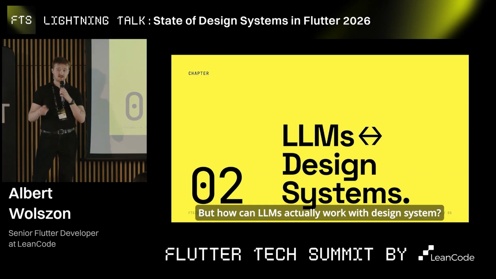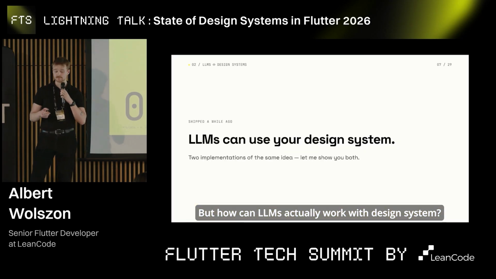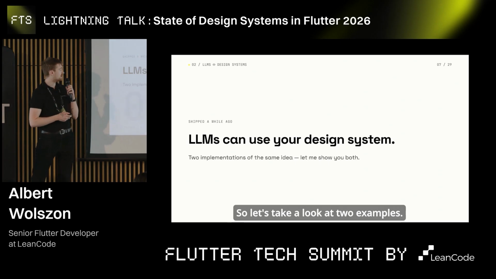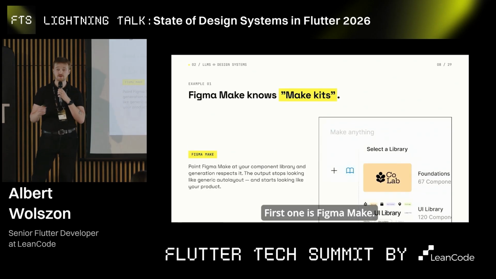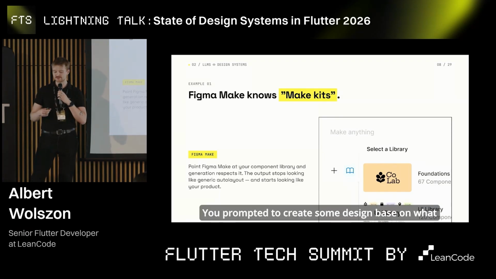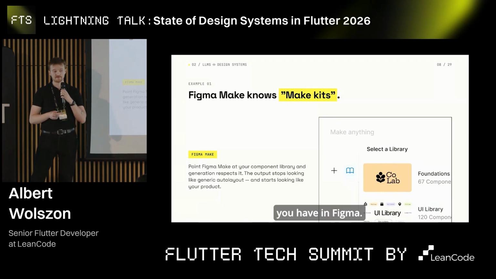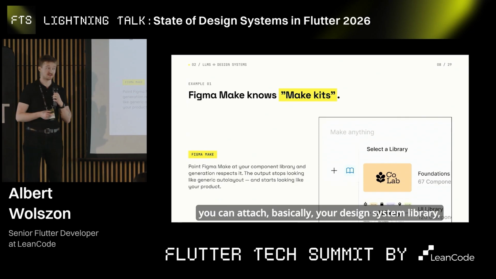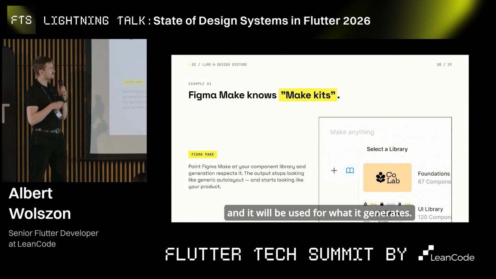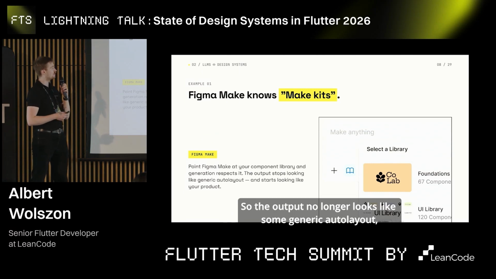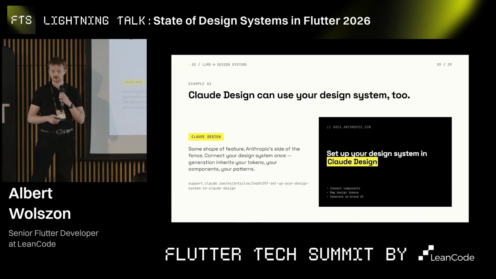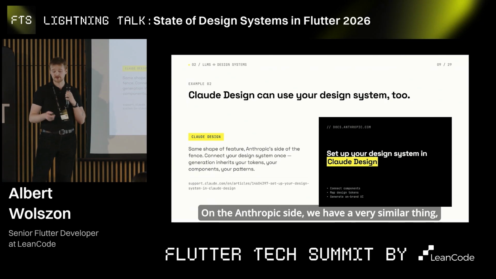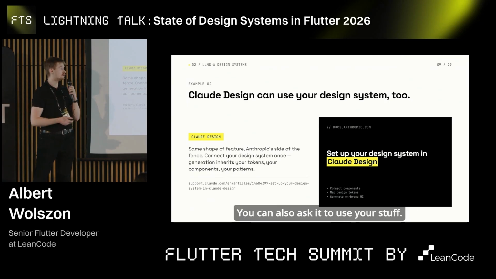But how can LLMs actually work with a design system? Let's take a look at two examples. The first one is Figma Make. You probably know it. You prompt it to create some design based on what you have in Figma, and because of the feature called Make It, you can attach your design system library, and it will be used for what it generates. So the output no longer looks like some generic auto layout, but genuinely like your product. On the Anthropic side, we have a very similar thing, Claude Design. You can also ask it to use your stuff.